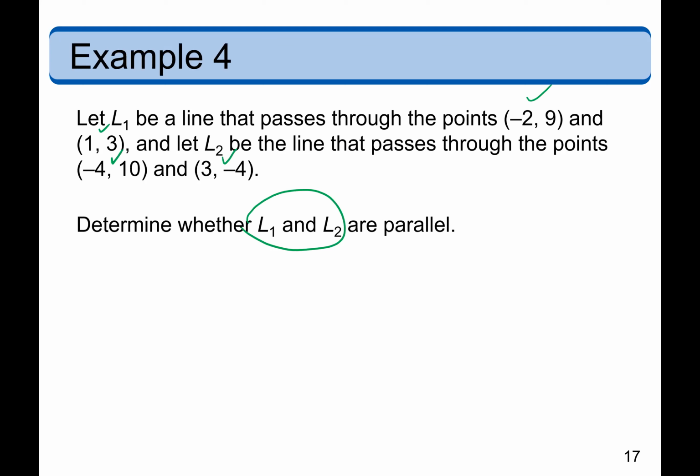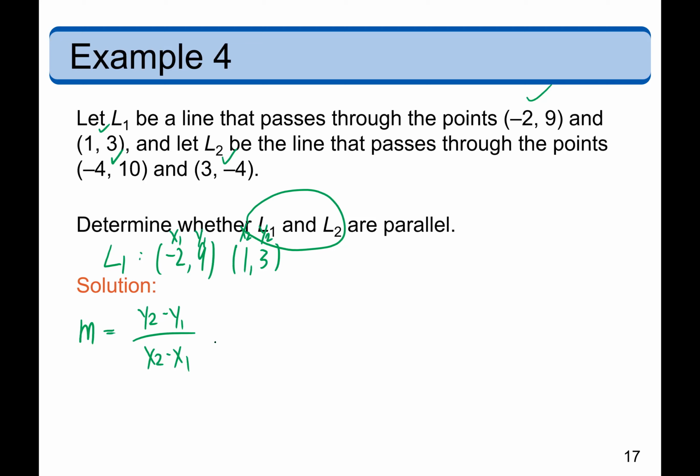Find the slopes for both. Exactly, very good. For line number 1, we have two ordered pairs, (-2, 9) and (1, 3). You find the slope using the slope formula with x1, y1, x2, y2: y2 minus y1 over x2 minus x1. Now we throw in the values: 3 minus 9 over 1 minus -2. So 3 minus 9 is -6 over 3, which turns out to be -2. So for line number 1, slope m1 is -2.